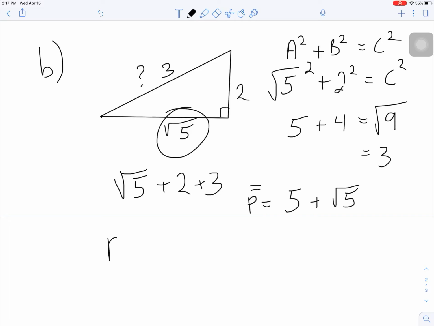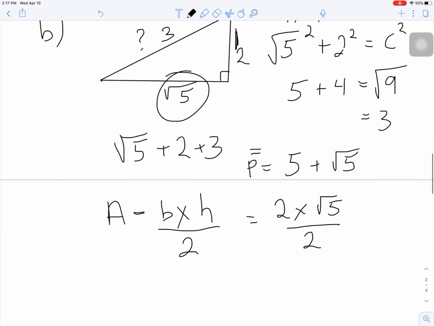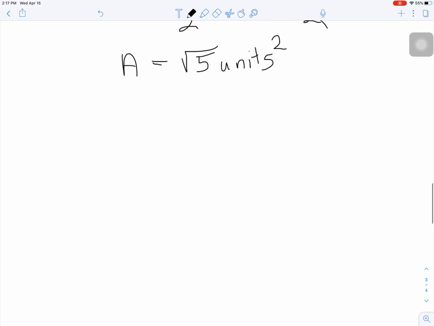All right, now we got to find the area of this one. Well, same thing. You know how to find the area of a triangle is base times height divided by 2. And the only way you can find the height is if you actually flip that triangle over, so this is the base. So you're going to have 2 times the square root of 5 divided by 2. So your area then is going to be, because you can cancel those out, 5 units squared. Hopefully that made sense.